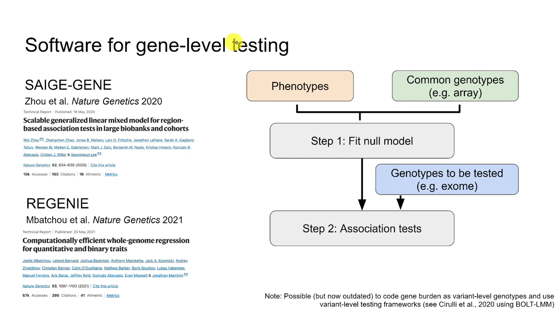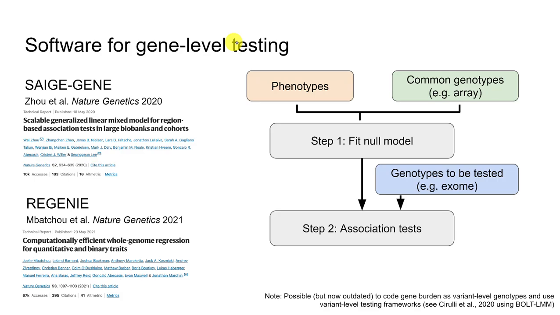Okay, so two examples. SAIGE-GENE, and that came out in 2020, and then REGENIE came out shortly after that. REGENIE comes from Regeneron Pharmaceuticals, and they have the same underlying approach. This two-step approach where in the first step you're fitting a null model that takes in the phenotypes that you want to test. You take in common variants that have been either really well imputed or come directly from a genotype array data set.